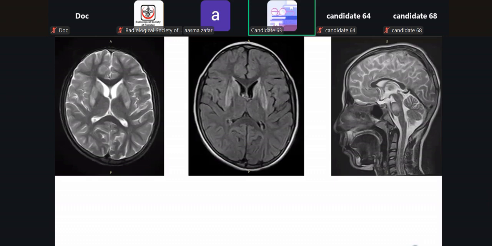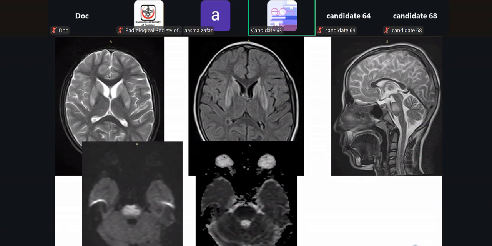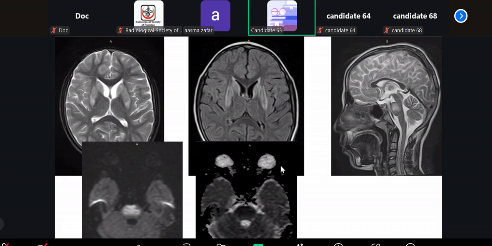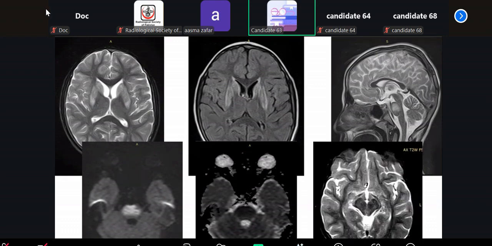images, hyperintensity in the pons is also noted, and this is showing diffusion restriction on ADC. And on contrast, now enhanced. This is T2, so axial T2.